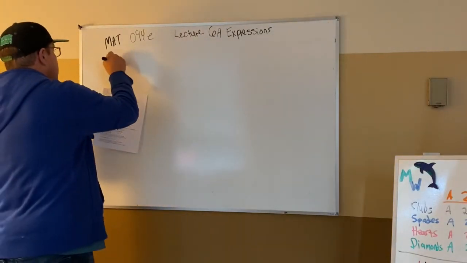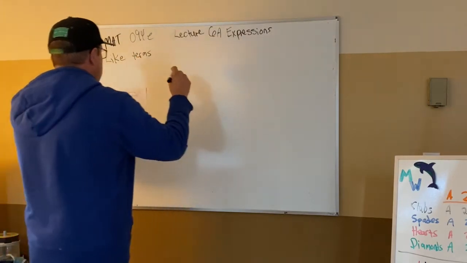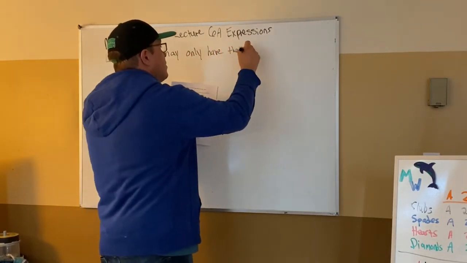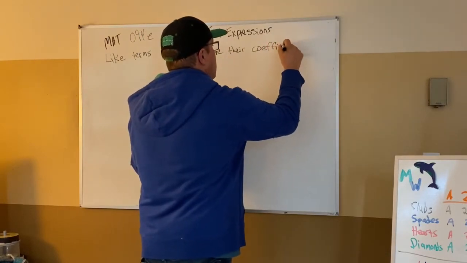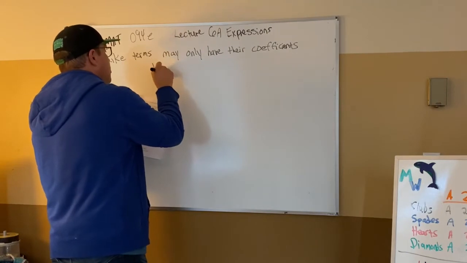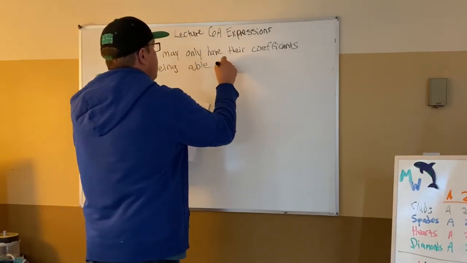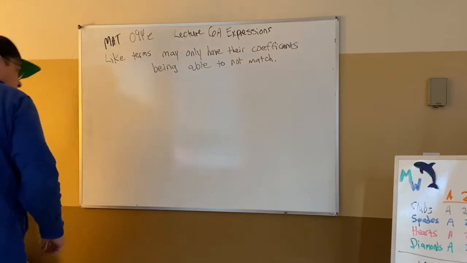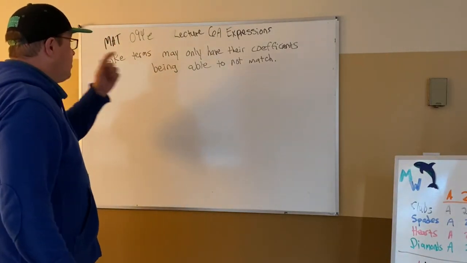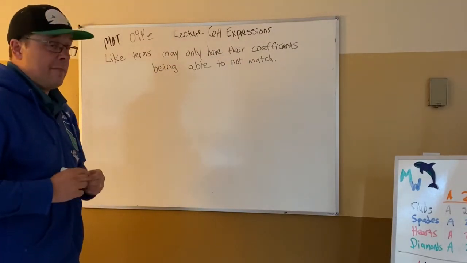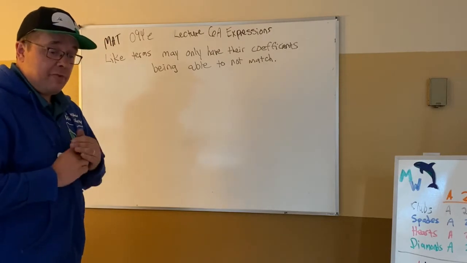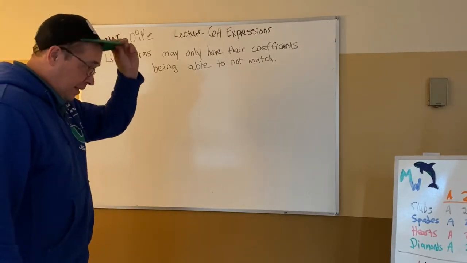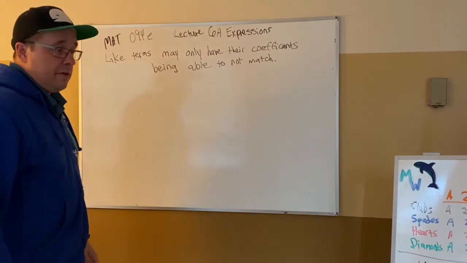Here's the story. Like terms may only have their coefficients being able to not match. Everything after the coefficient is what I call the label. So I'm going to say this in my phrase. This is true. Like terms may only have their coefficients being able to not match. Everything else has to match. Why don't we come up with a name for what's behind it? I don't know. I guess people like to keep math difficult, and so only a few of us can understand it. But what I've come up with is the name label. And a label is everything after the coefficient.